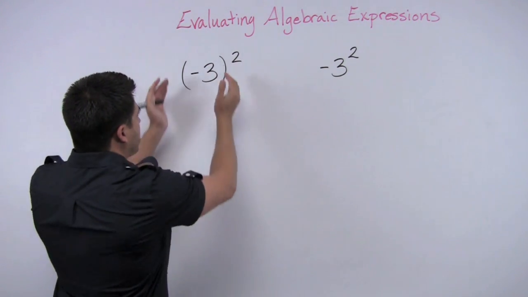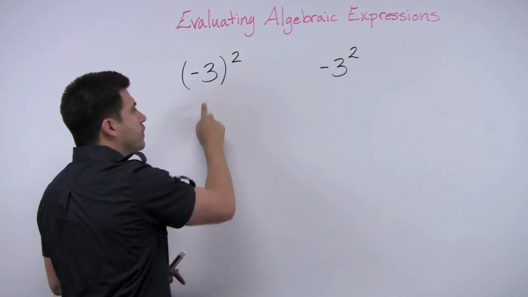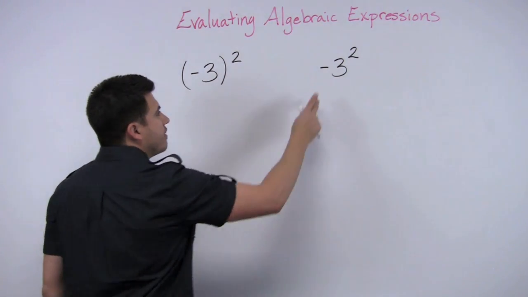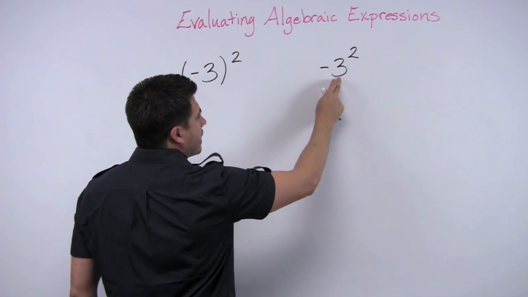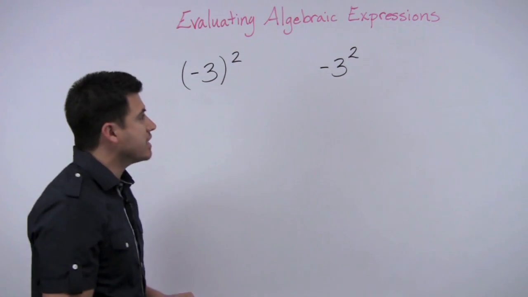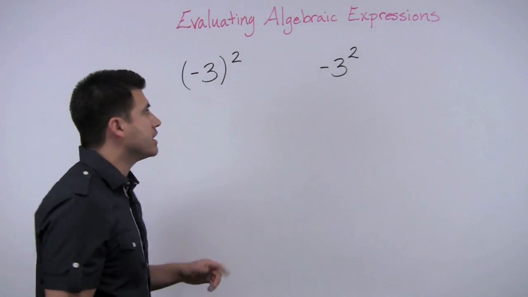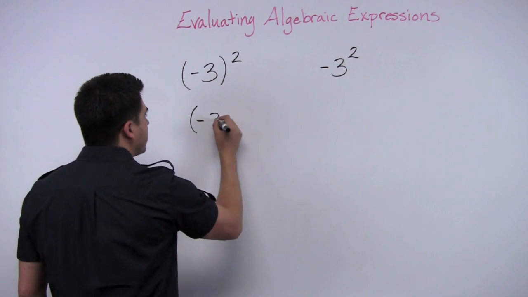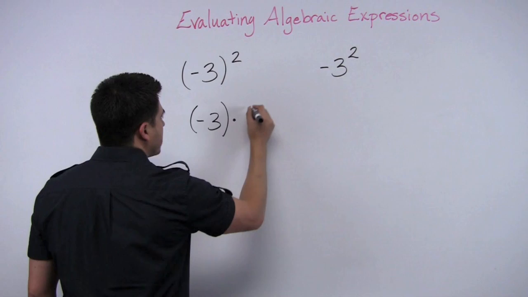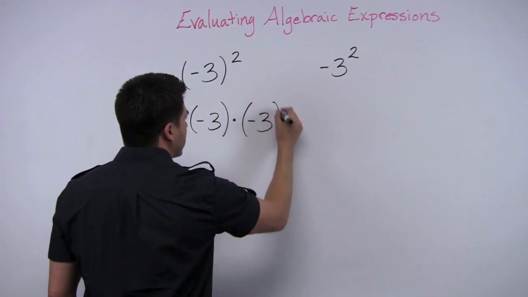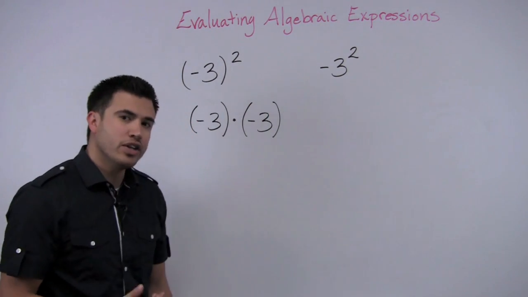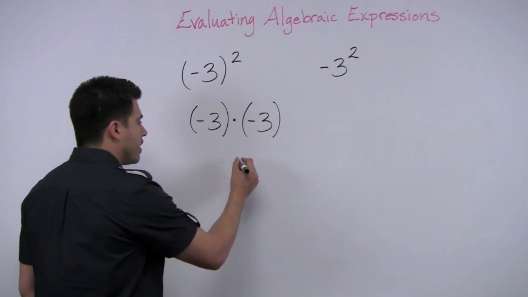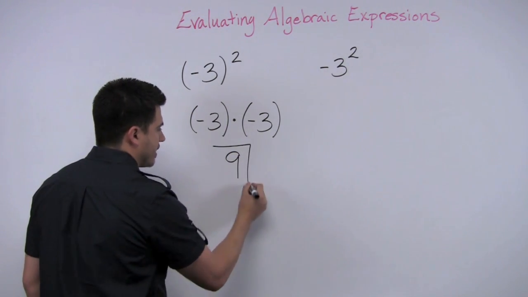We have a parentheses around the -3, and we have that squared. And here we have -3, but it's not in parentheses, and that's also squared. So what's the difference here? Well, here, this is the same thing as saying -3 times -3. So we know that -3 times -3 gives us a +9. And that's correct. That gives us our answer.